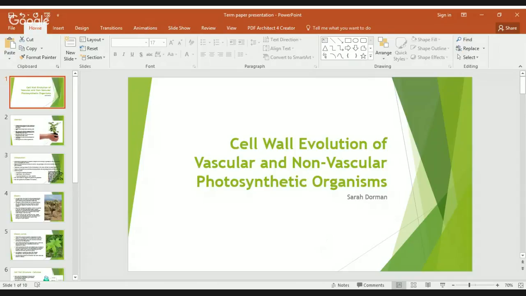Like I said, there's three parts of the cell wall. They have the primary cell wall, the middle lamella, and the secondary cell wall. And what is in these cell walls and how they're arranged is used to map the divergence of plant species.